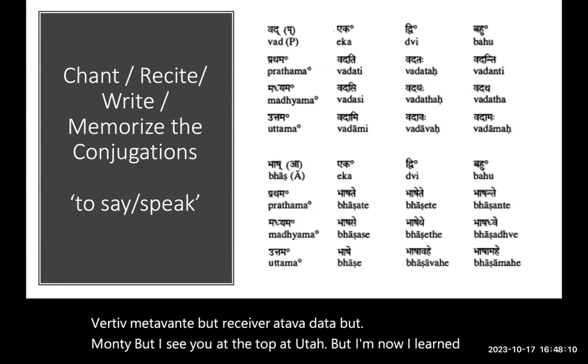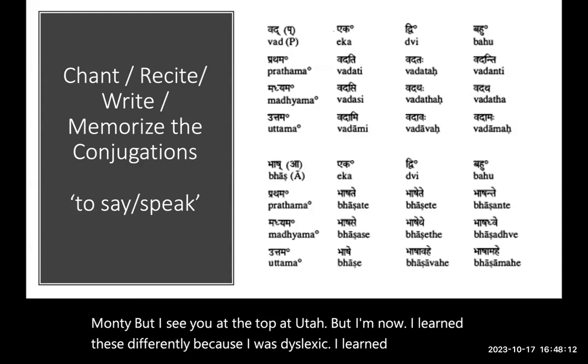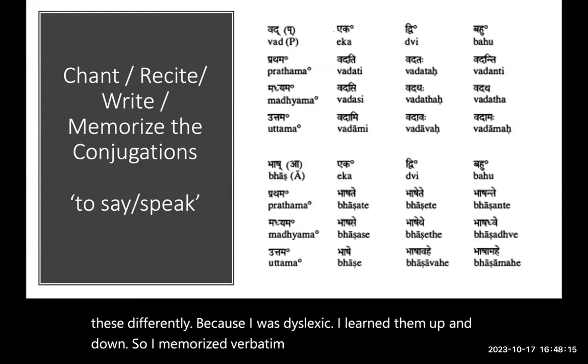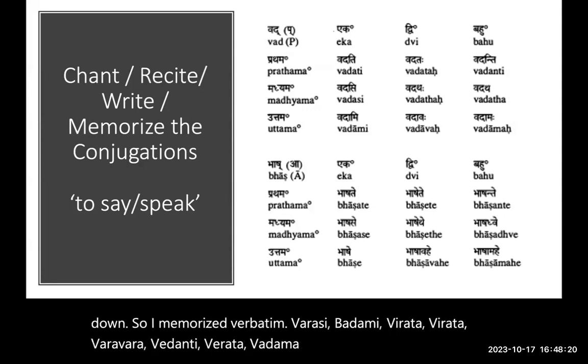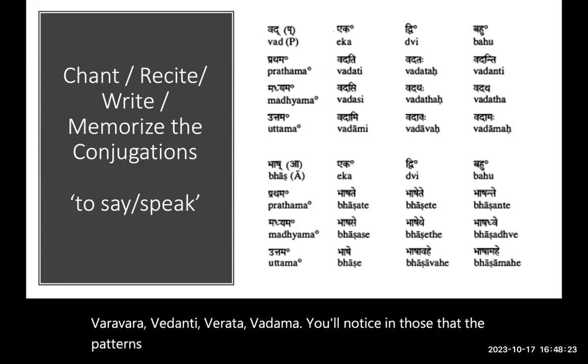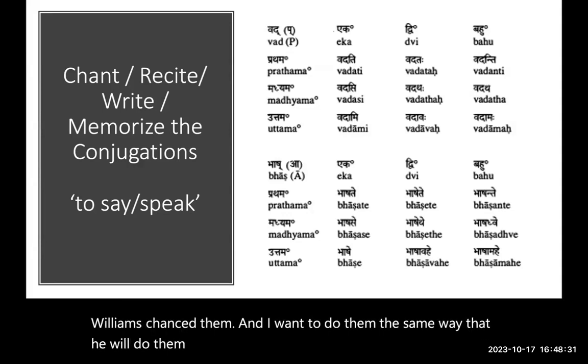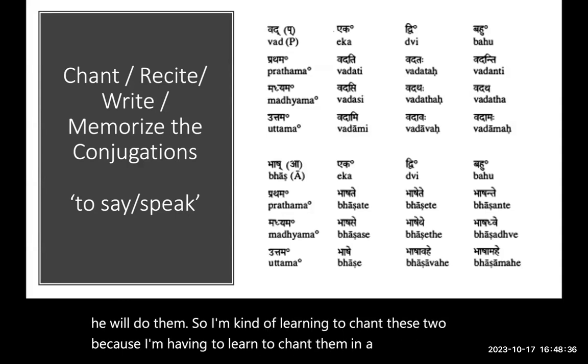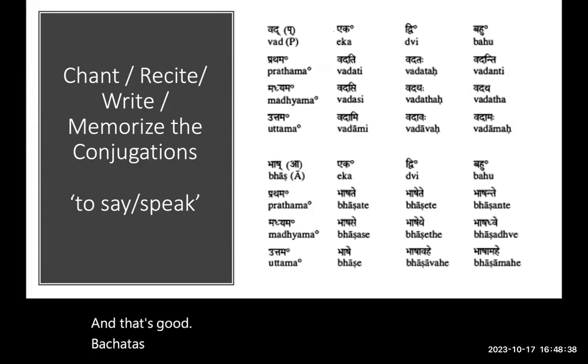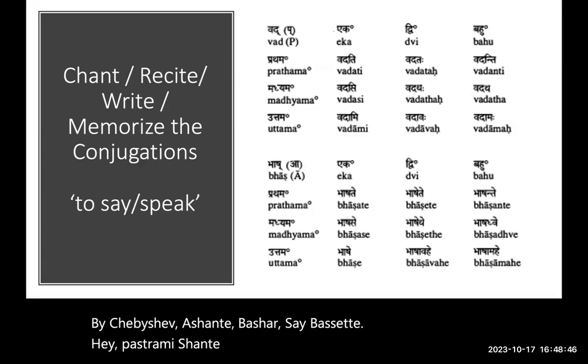Now, I learned these differently. Because I was dyslexic, I learned them up and down. So I memorized Varati Varasi Varami, Varata Varataha Varavaha, Vadanti Varata Vadamaha. You'll notice in those that the patterns come up a little quicker, but that's not the way Dr. Williams chants them, and I want to do them the same way that he will do them. So I'm kind of learning to chant these too, because I'm having to learn to chant them in a different manner, and that's good. Bashate, bashete, bashante, bashase, bashete, bashadwe, bashe, bashavahe, bashamahe.